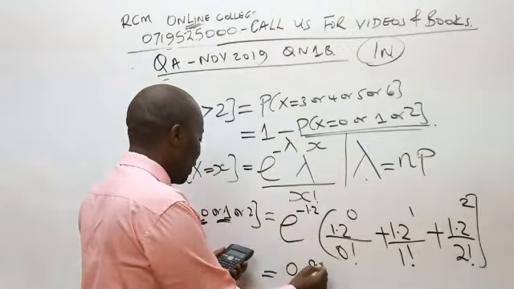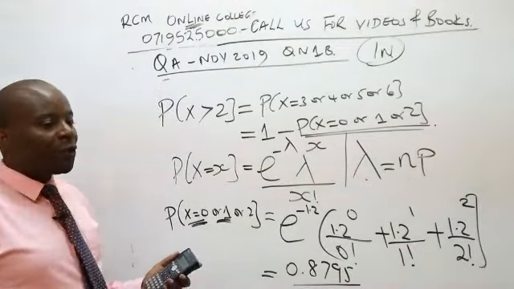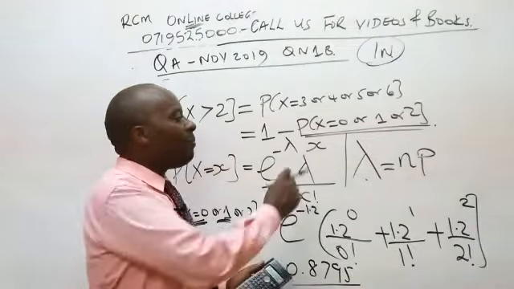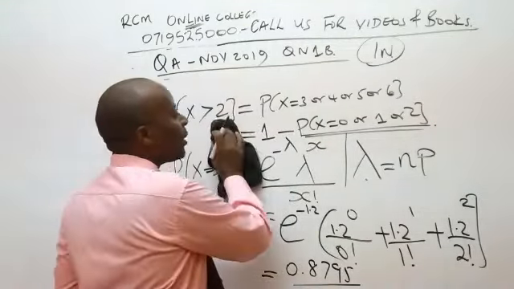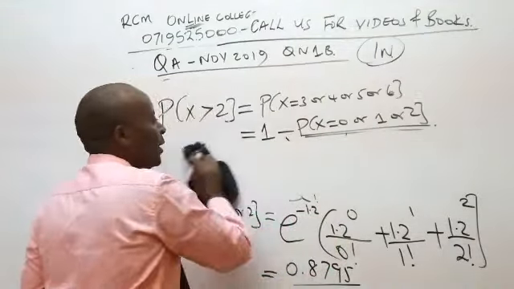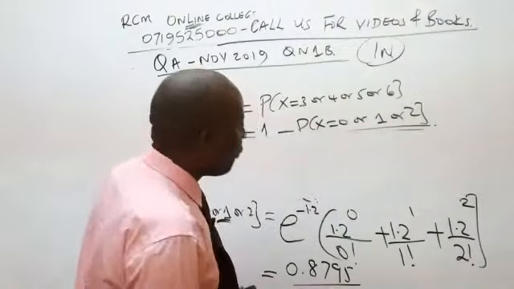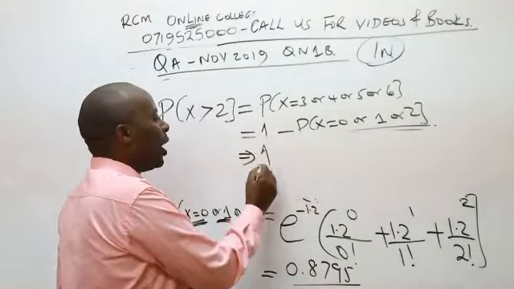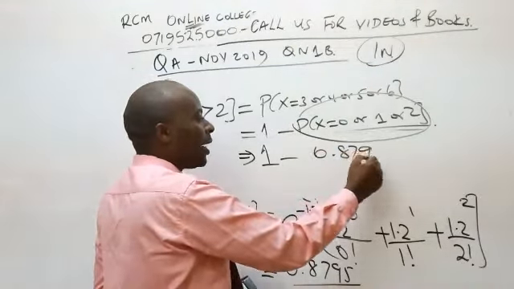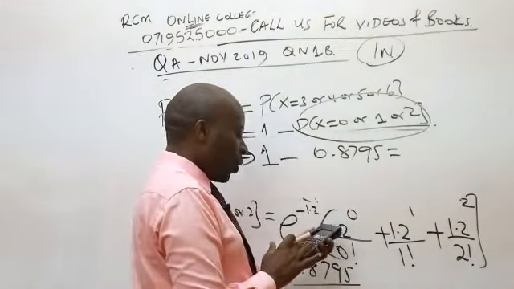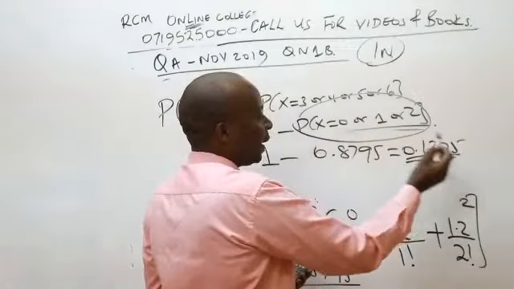I'm getting 0.8795, like that. But once you get this figure, remember what these people want us to get. They want us to give them the probability of more than 2. Then this will be 1 minus this consolidated figure, which is 0.8795. So 1 minus answer, which will be 0.1205, like that. That is the answer.